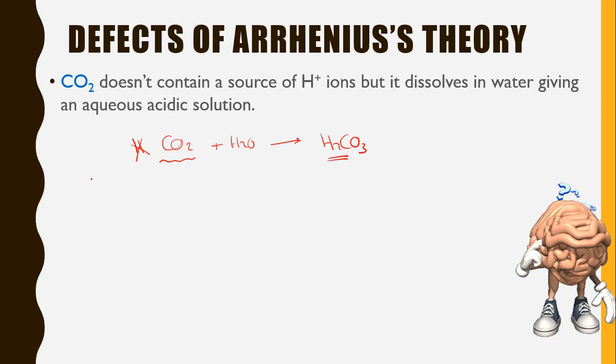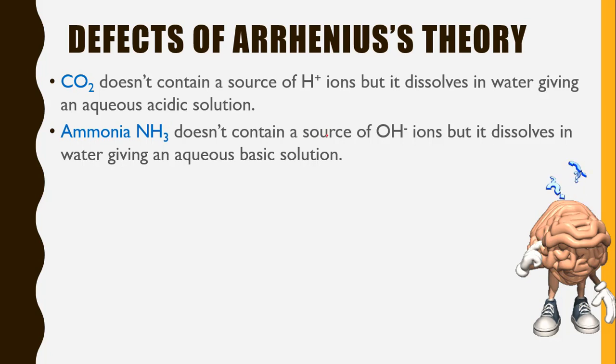Also, ammonia doesn't contain a source of hydroxide ion, but when ammonia gas NH3 dissolves in water, it gives ammonium hydroxide NH4OH, which is a base. So the two defects of Arrhenius theory: it doesn't consider carbon dioxide an acid because it doesn't contain positive hydrogen ion, and it doesn't consider ammonia a base because it doesn't contain negative hydroxide ion.